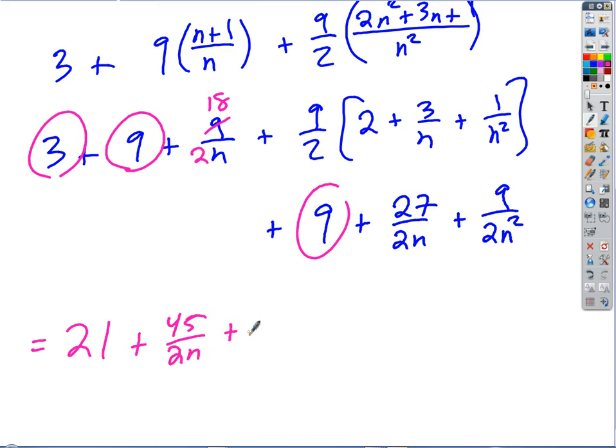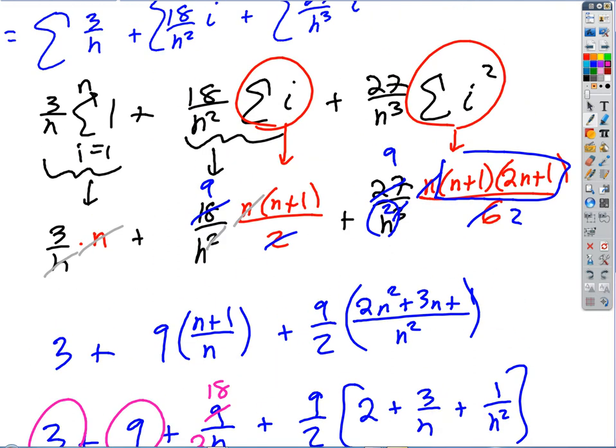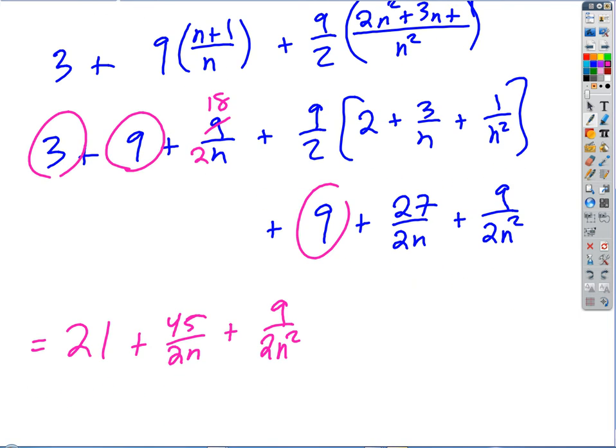Plus, and then the last one would just be 9 over 2n squared. Okay, well that's pretty good, right? We got the area. So the area was just a sum of n rectangles, and that's what we got, right? Our formula is now a function of however many rectangles we choose to use.